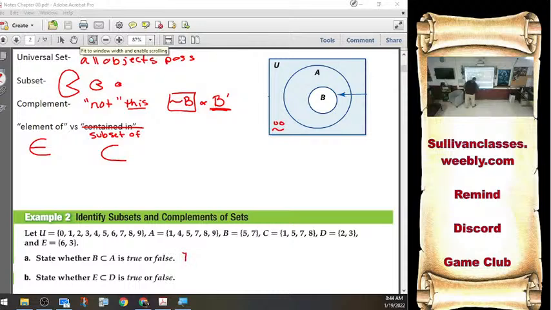Okay, is that right? True for this, I'd say false. I'd say 6 is not an element of D, is how I would write that. 6 is not an element of D.